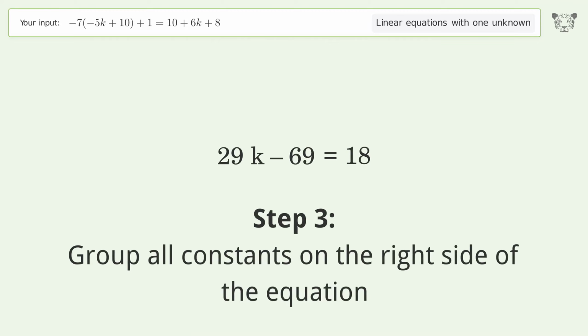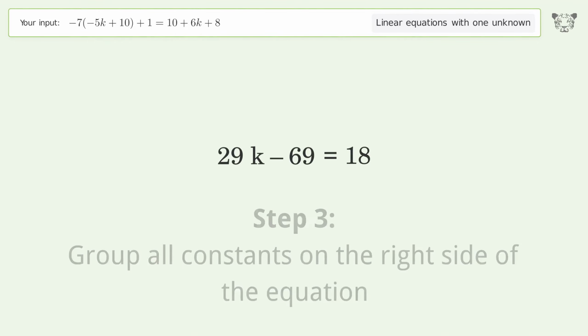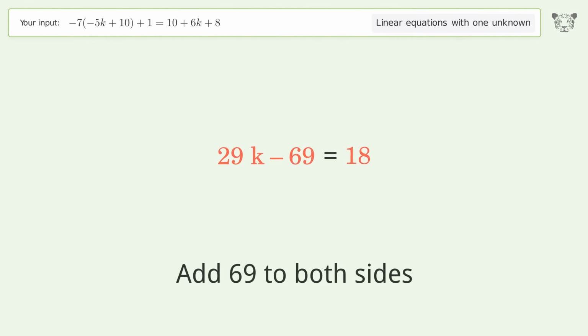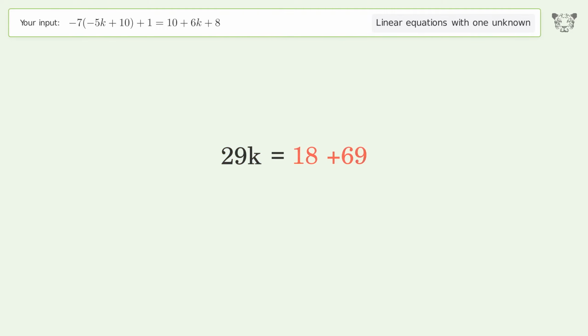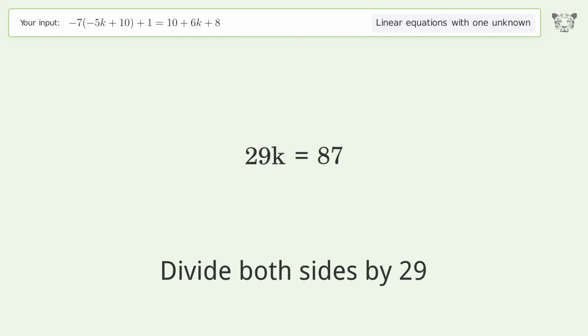Group all constants on the right side of the equation. Add 69 to both sides. Simplify the arithmetic. Isolate the k. Divide both sides by 29.